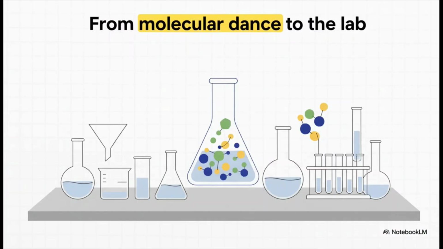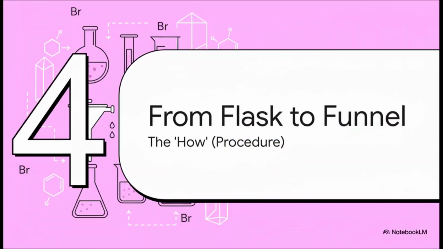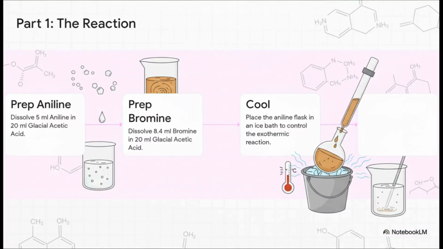All right, the theory is one thing. That molecular dance is cool and all, but what does this actually look like in the real world? It's time to put on the lab coat and see how it's done. So now we're zooming out, moving from the microscopic to the macroscopic. This is the actual hands-on recipe for making our product, exactly like a chemist would do it in the lab. Okay, step 1, we get our solutions ready. One with aniline, one with bromine.